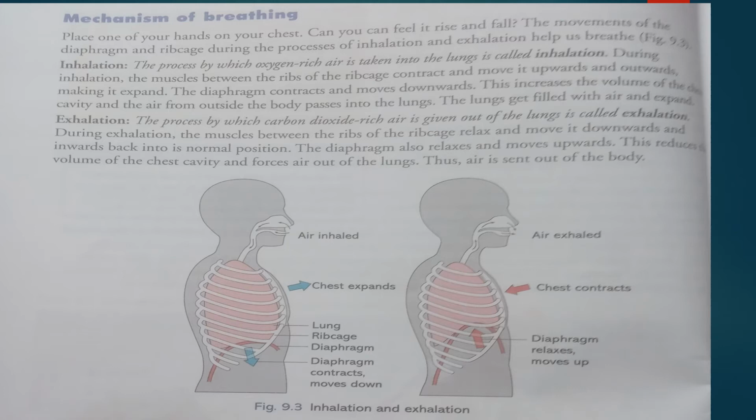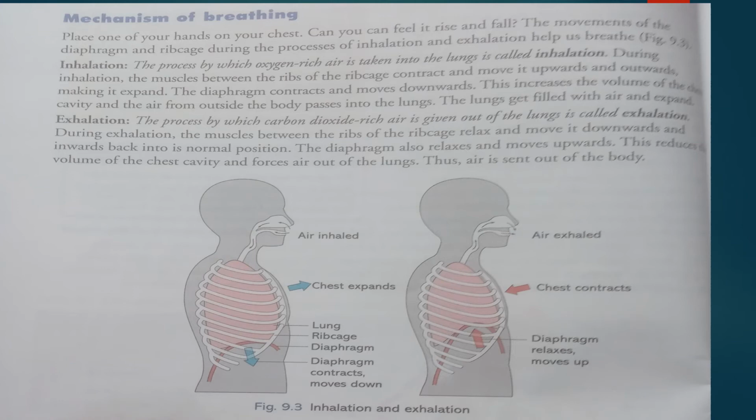So whenever we inhale oxygen, during inhalation the muscles between the ribs contract and move upward and outward to make the chest expand, and our diaphragm contracts and moves downward. This increases the volume of the cavity, and air from outside the body passes into the lungs. The lungs get filled with air and expand.